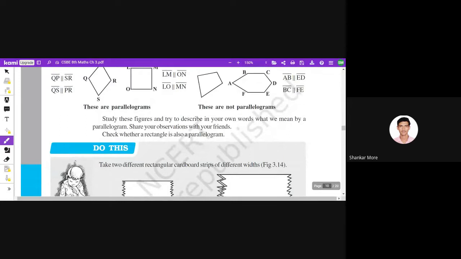So study these figures and try to describe in your own words what we mean by a parallelogram. Share your observations with your friends. Check whether a rectangle is a parallelogram or not. So what is your answer? Is a rectangle a parallelogram or not? Yeah, yes, very good.